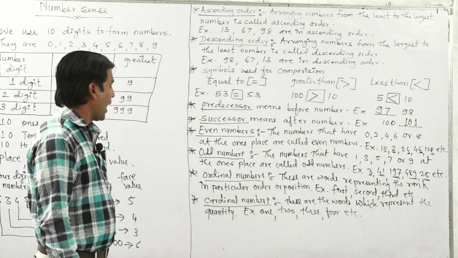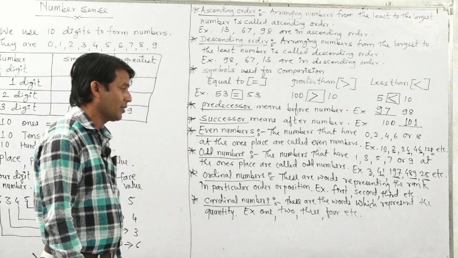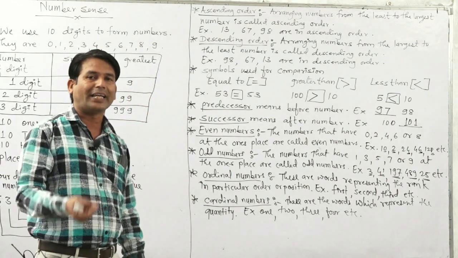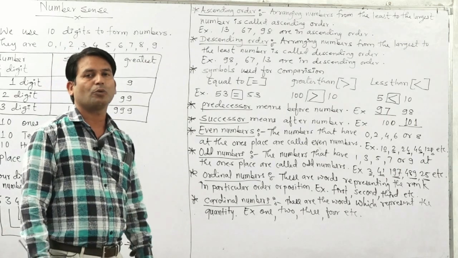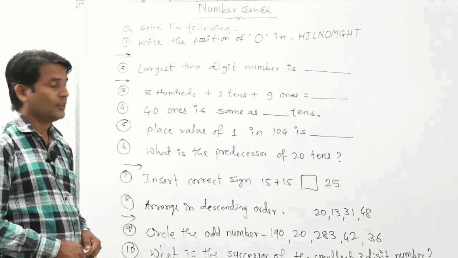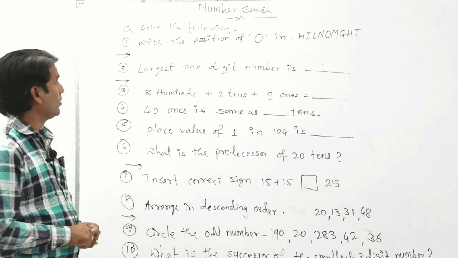And after that, the last one: cardinal numbers. Cardinal numbers are the words which represent the quantity, meaning counting numbers 1, 2, 3, 4, 5. These numbers are known as cardinal numbers. After that, we will take some examples on this topic.